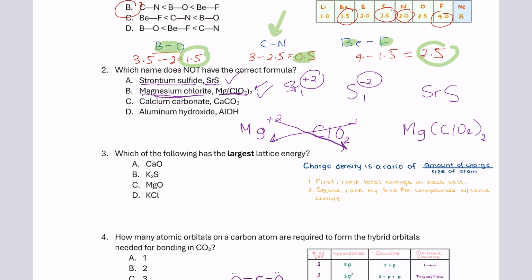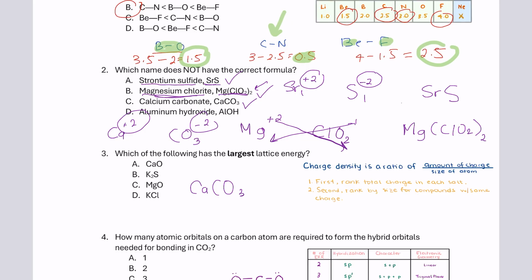C says calcium carbonate. Calcium is an alkaline earth metal as well, so it has a +2 charge. Carbonate is a polyatomic ion with a -2 charge. Since the charges balance out naturally in a 1-to-1 ratio, the correct formula is going to be calcium, Ca, carbonate, CO3. So this is also a correct pairing of name to chemical formula.